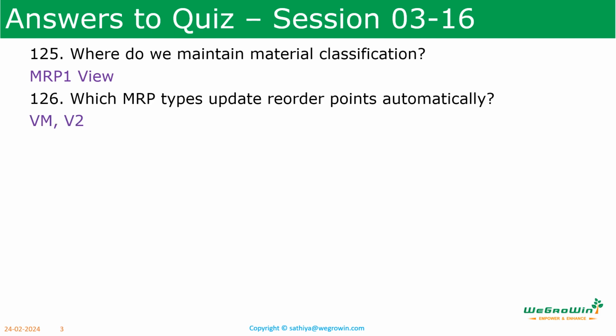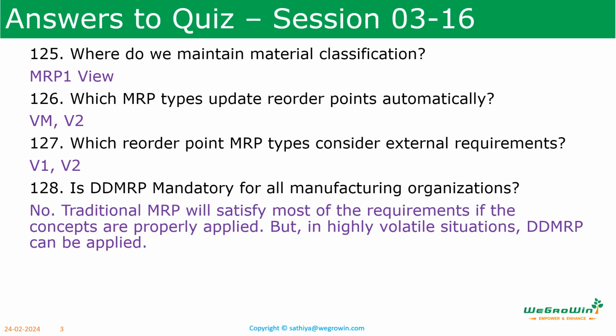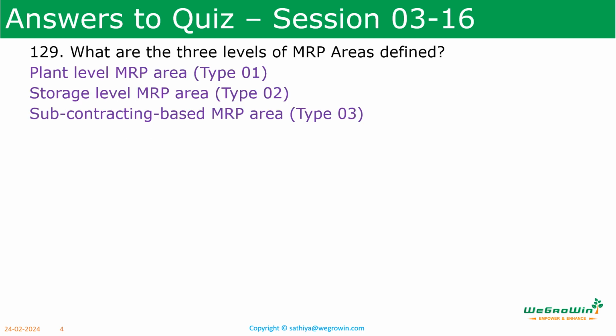Which MRP types update reorder points automatically? They are VM and V2. Which reorder point MRP types consider external requirements? V1 and V2, they consider external requirements. Is DDMRP mandatory for all manufacturing organizations? No. Traditional MRP will satisfy most of the requirements if the concepts are properly applied. But in highly volatile situations, DDMRP can be applied.